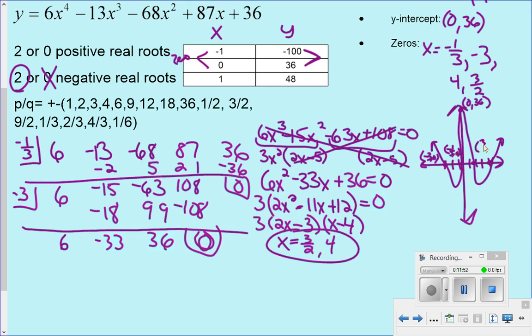And 3/2 to 0, and 4, 0. And there's my graph. Okay, and that's it.